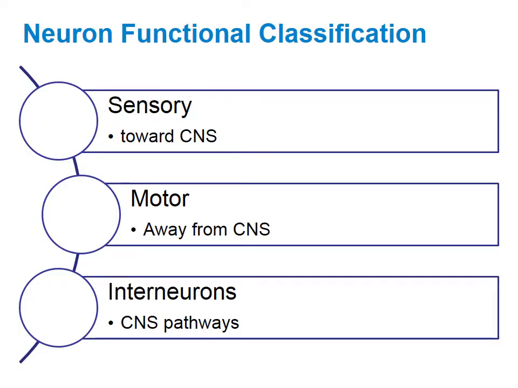Neurons can be classified by function. You are familiar with sensory and motor. Interneurons are the between neurons that your entire central nervous system is made of, while sensory and motor neurons are found in the peripheral nervous system.